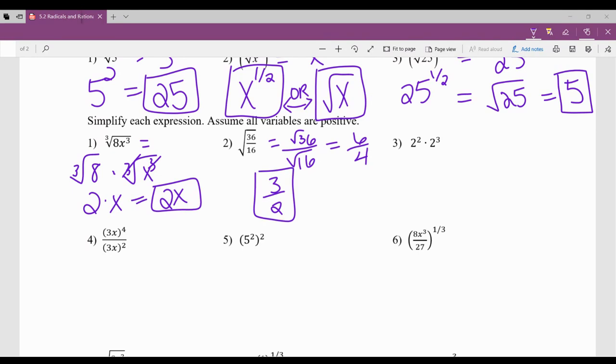For number 3, they have the same base, so you add the exponents, 5. 2 to the 5th equals 32.